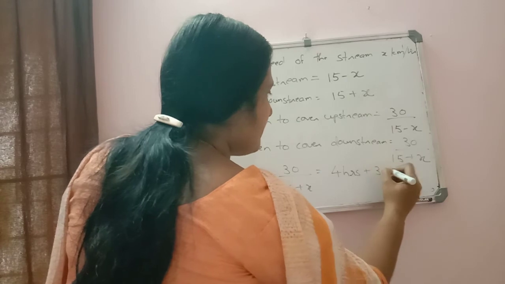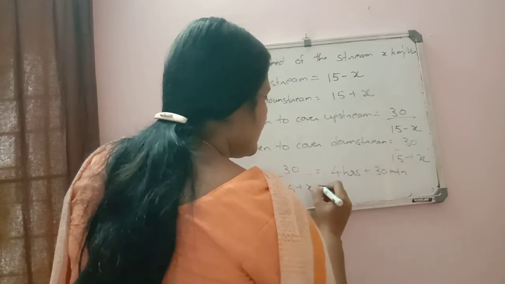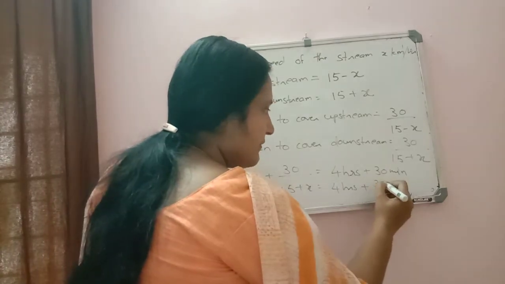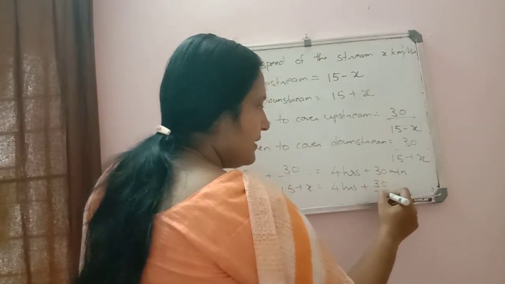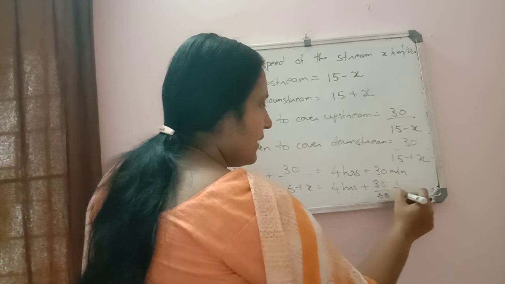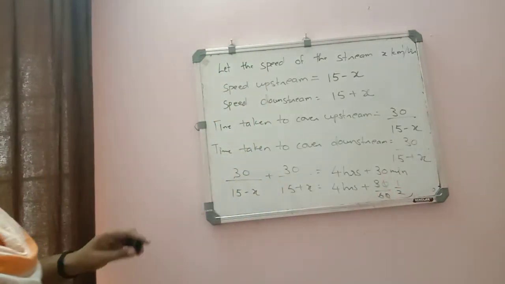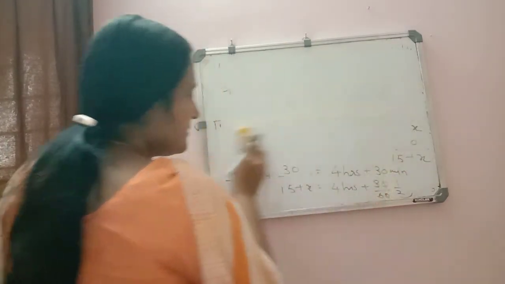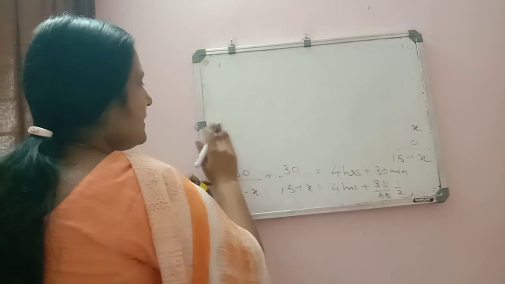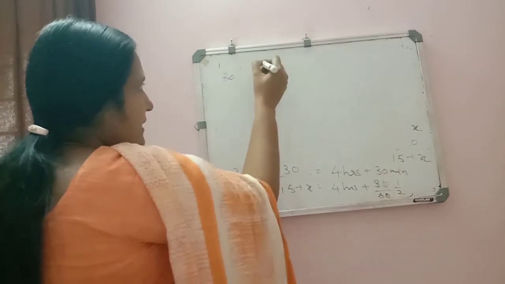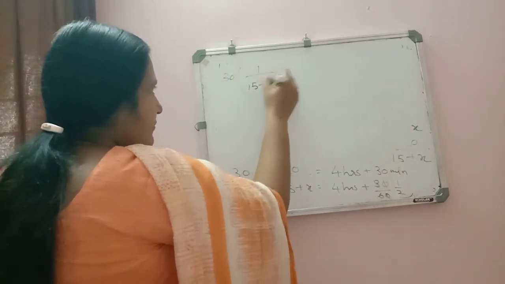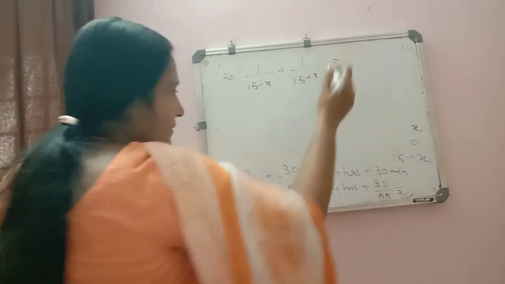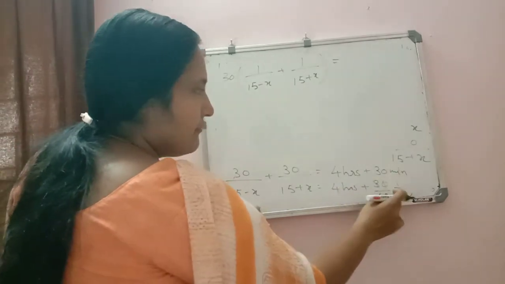Meaning 4 hours plus 30 minutes. Here we have to convert minutes into hours, so to convert to hours we divide by 60. 30/60 is equal to 1/2, so 4 hours plus half an hour more is equal to 4.5 hours. Here, if you want, you can take 30 common. Then inside the bracket it is 1/(15 minus x) + 1/(15 plus x), equal to 4 plus half, 4.5.